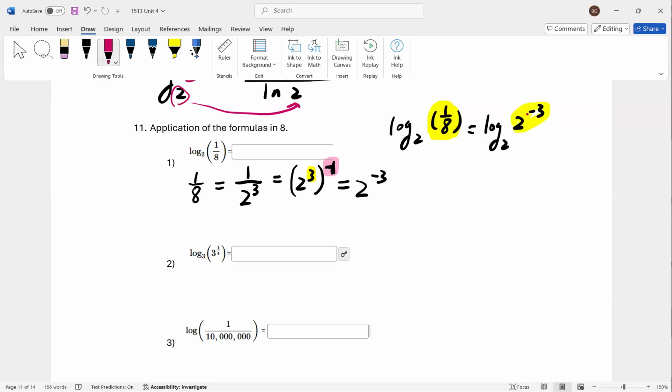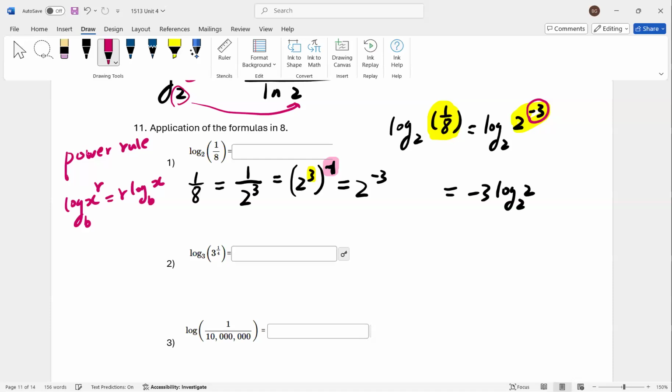Could we move the -3, which is the exponent in the argument, in front of the log? And what's that formula? That's the formula we learned just now, called the power rule. I'm going to write the power rule again. Log with base b of x to the power r equals r times log with base b of x. Yes, if the argument of a log has a structural power and the exponent is r, we can move the exponent in front of the log.